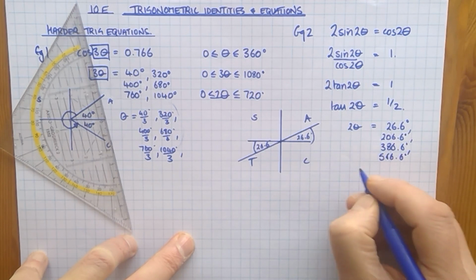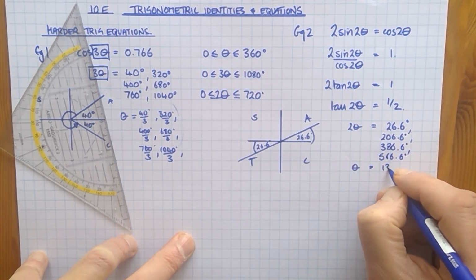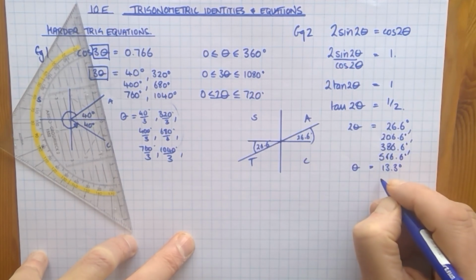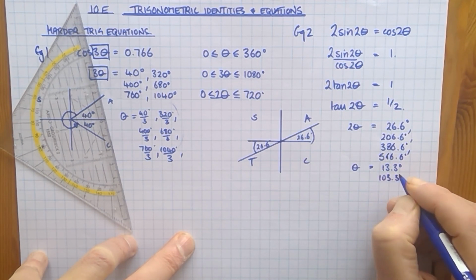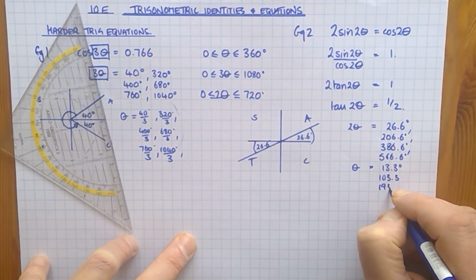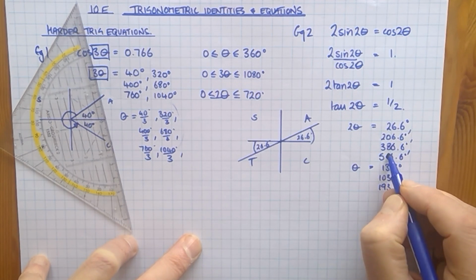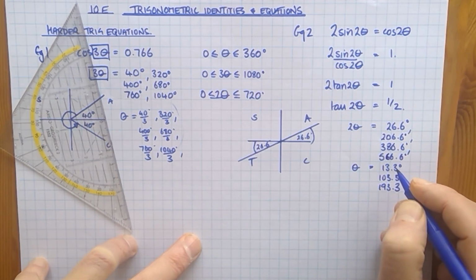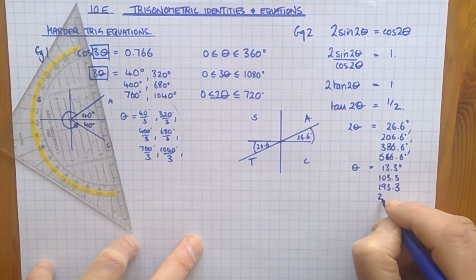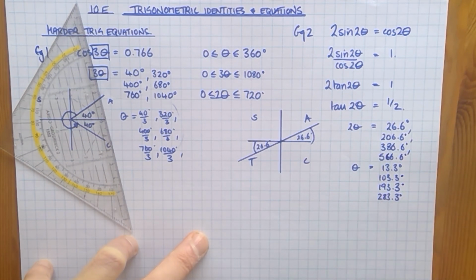So if 2 theta is those, theta is just each of these divided by 2, so 13.3, 103.3, this one is 193.3, and this one is, that's a 6 there, so 283.3 degrees.